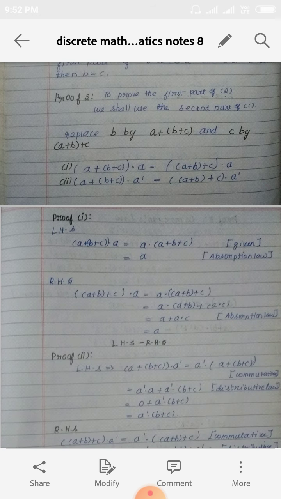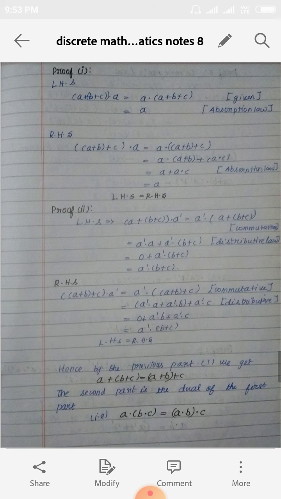We have to prove the first part of 2. So in the second case, first we have to prove the first part, and we shall use the second part of 1. So what is the first part? We have to replace b by a plus b plus c and c by a plus b plus c. So in the place of b, we have to apply a plus b plus c. In the place of c, we have to apply a plus b plus c. So what? a plus of b plus c dot a is equal to a plus b plus c dot a. Next one, a plus of b plus c dot a dash is equal to a plus b plus c dot a dash. Okay. See the proof.